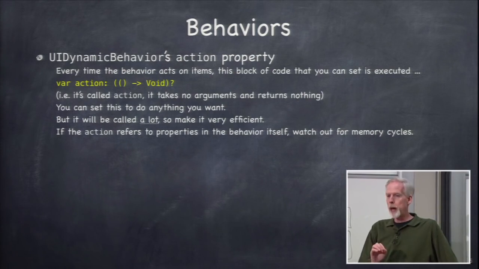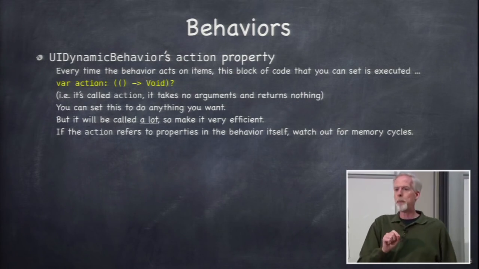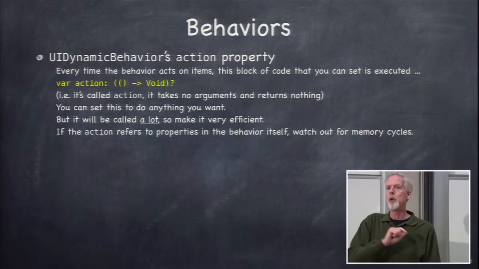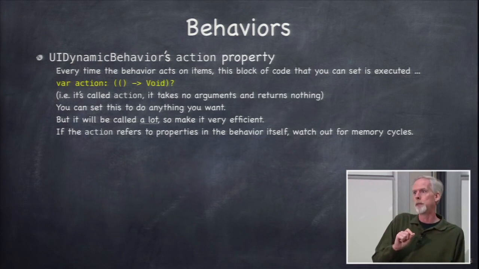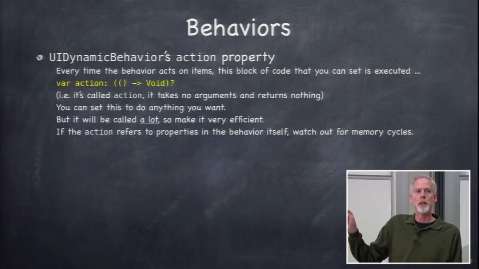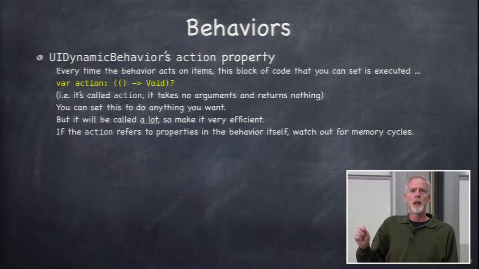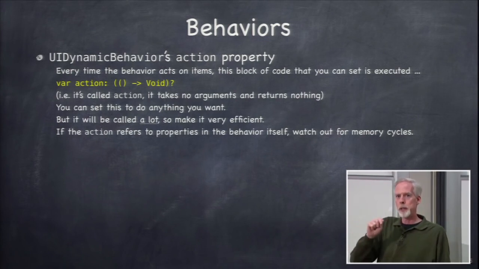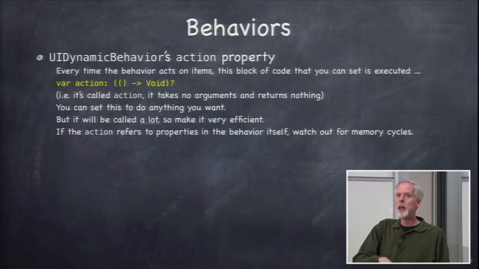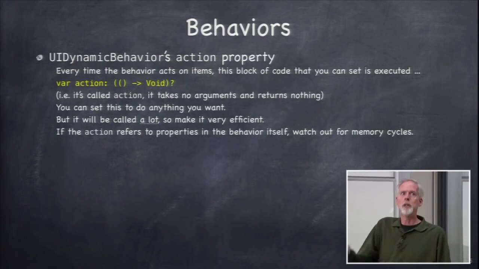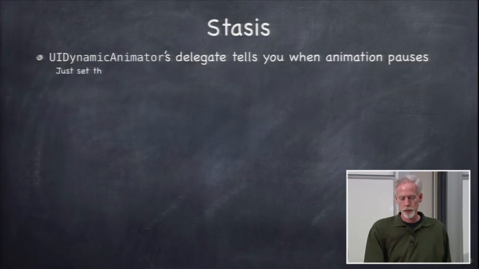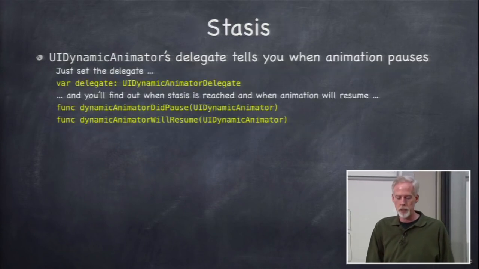One thing to be careful about this action method is that it is a property on the behavior. So if that action method's code refers to the behavior, you're going to have a memory cycle. And so you need to do that unowned thing, the capture list that we were talking about, to break the memory cycle. This is a case where you've got a property on an object, and the implementation of the closure that you assign often refers back to the thing that the property is on. So be careful about that. Let me show you a quick demo about that in a slide or two.